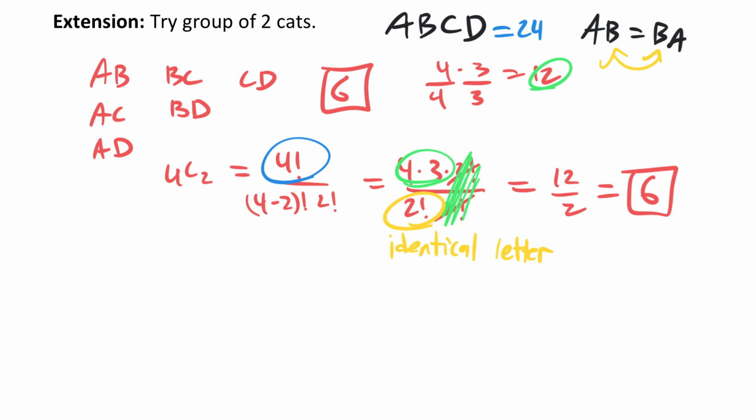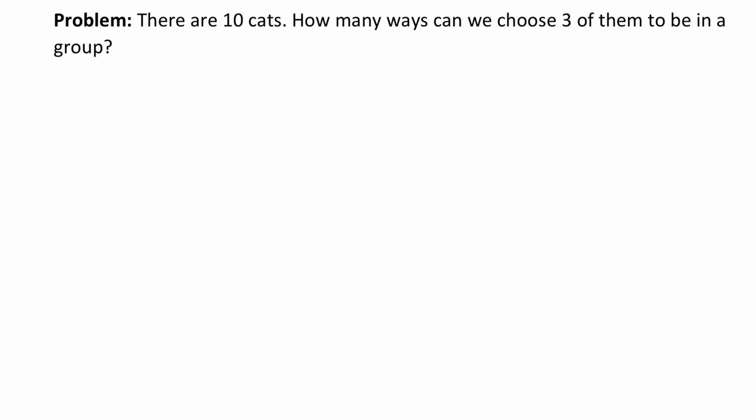All right, no matter how you think about it, this formula is what we need to do. Whenever we're choosing these cats for these groups, we have to use the C formula. So let's say there's 10 cats and we want to choose 3 of them to be in a group. How many ways are there to do this? Go ahead and pause the video and give this a try with the formula.